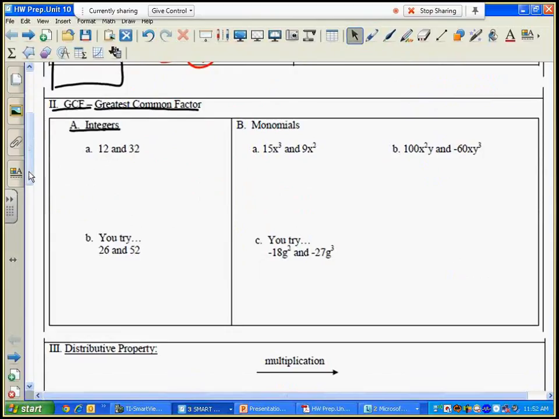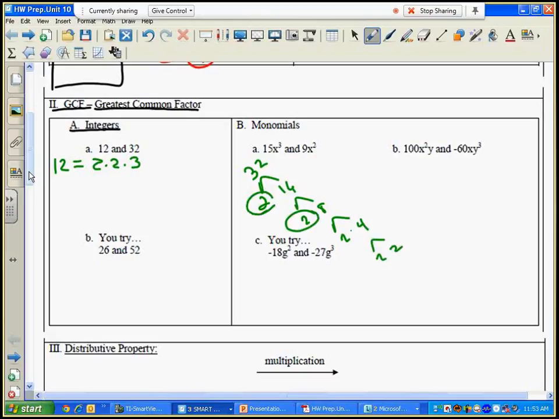And the way that we can do that is by taking each one of those numbers and breaking them down into their prime factorizations. Okay, 12 would be 2 times 6, and then the 6 would break down to 2 and 3. So we end up with 2, 2, and 3 for the prime factorization of 12. 32 will be broken down into, let's see, 2 and 16, 2 and 8, 2 and 4, and 2 and 2. So that means 1, 2, 3, 4, 5 different 2s.